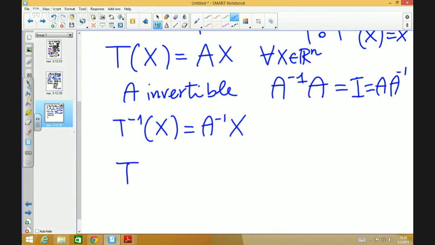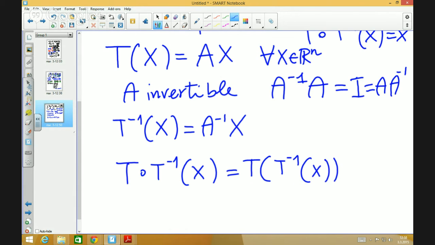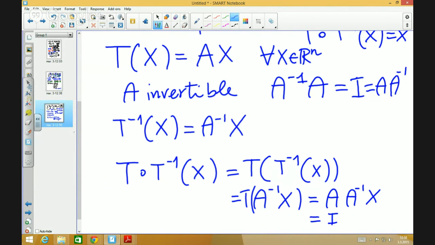So let's see what is the result of applying T followed by T minus 1. Well, actually, in this case, it's T minus 1 followed by T applied to a vector x. What is this? This is T of T minus 1 applied to x. But T minus 1 is defined to be A minus 1 times x. But what is T? T is defined as A times the vector it is applied to. But what is this? A times A minus 1 is the identity applied to x. And if you multiply anything with the identity, you get it back. So actually, T composed with T minus 1 is the identity function.